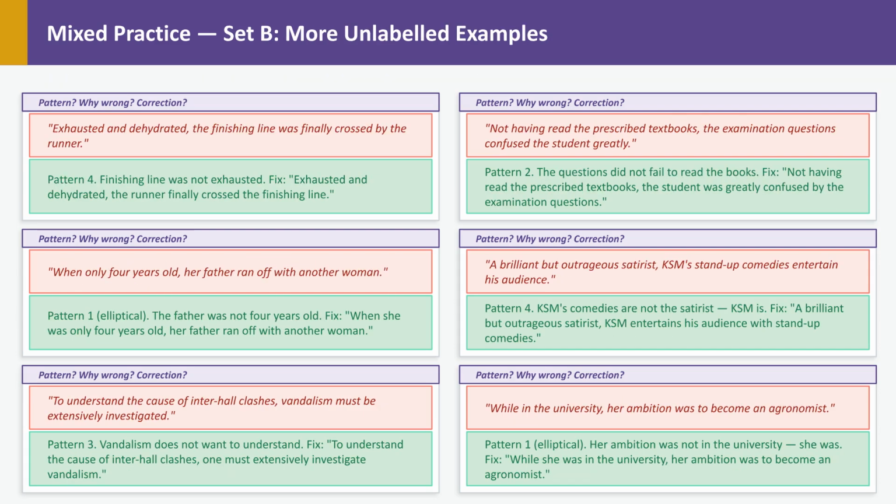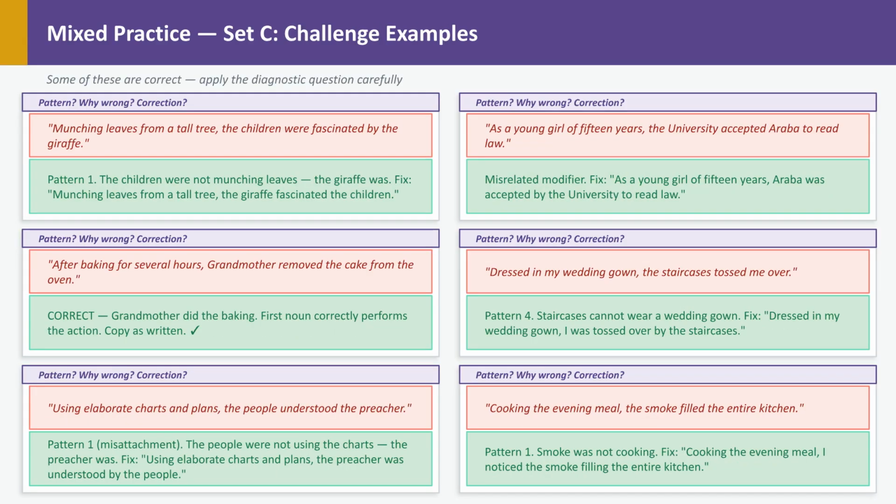Here are more unlabeled examples in set B. Exhausted and dehydrated is a Pattern 4 error. When only 4 years old is an elliptical Pattern 1. To understand the cause is Pattern 3. Use the correct noun for a clear correction. Set C presents challenge examples, including some correct sentences. After baking for several hours, grandmother removed the cake is correct. Munching leaves is Pattern 1. As a young girl is a misrelated modifier. Apply the diagnostic question carefully to each.